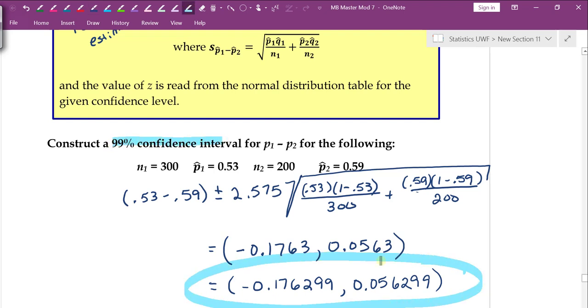It's going to be negative 0.176299 to 0.056299. Notice again that this interval does contain the number 0. So that means that the difference is not significant one way or the other concerning this interval. All we can say is that we're 99% confident that the true difference between the two proportions would be contained between these intervals.